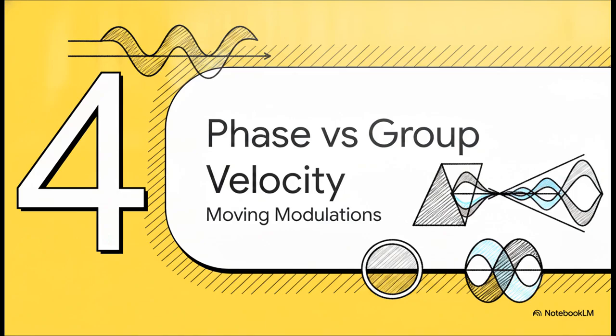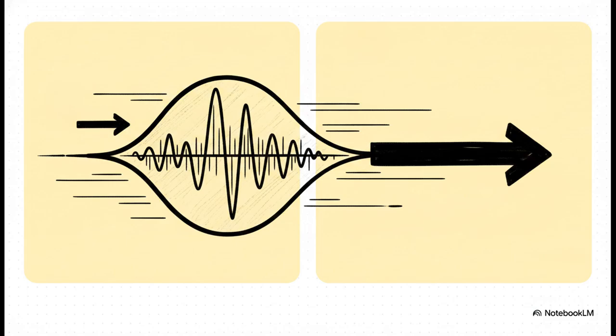Section 4. Phase versus group velocity. Moving modulations. Now, what's really interesting about this next slide is how it introduces a fascinating physical complication. What happens when these waves aren't just oscillating in time, but are physically moving forward through space at varying speeds, like light traveling through a dense material such as glass or carbon?